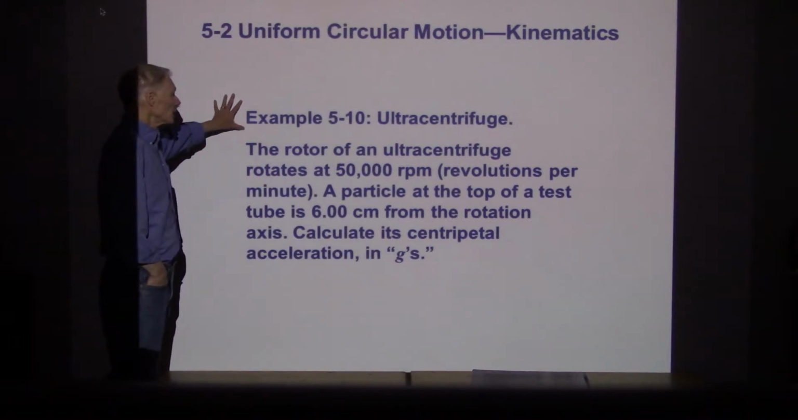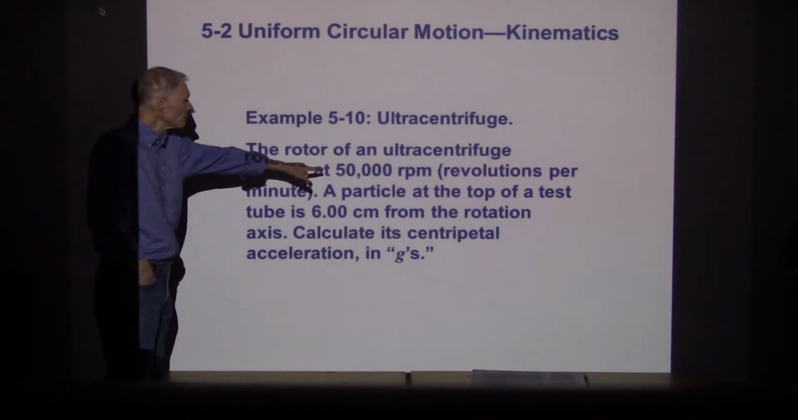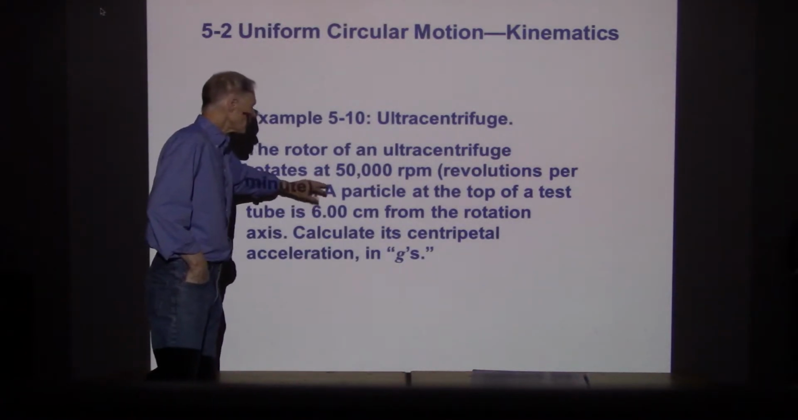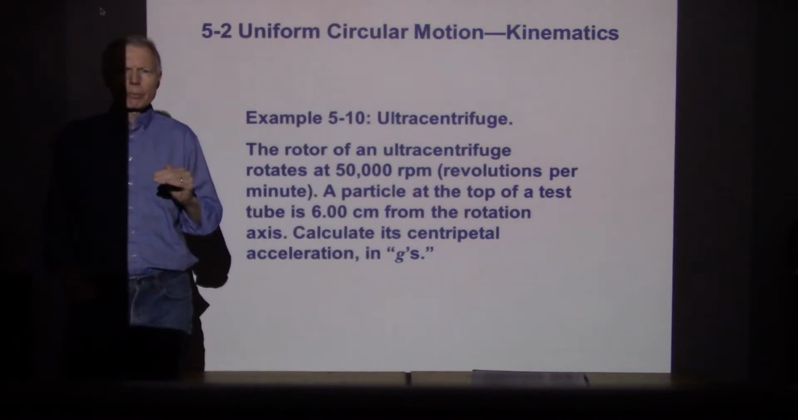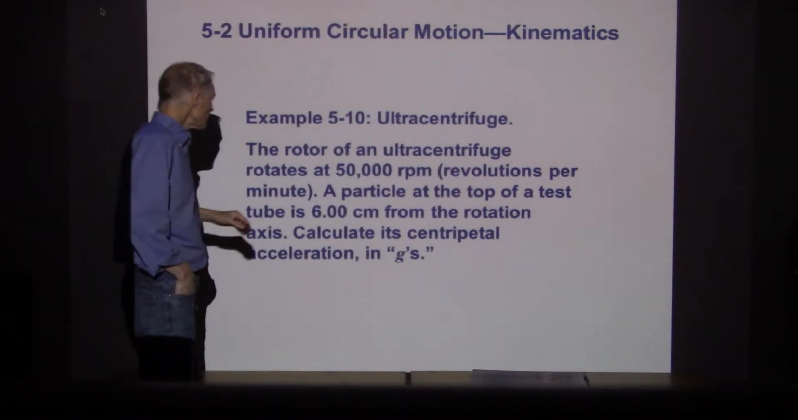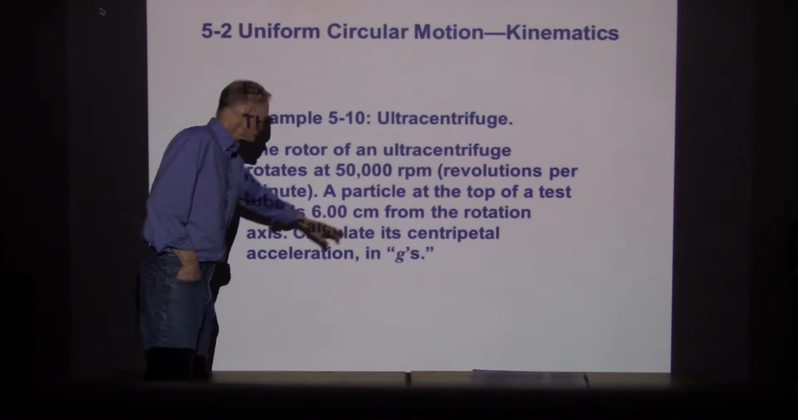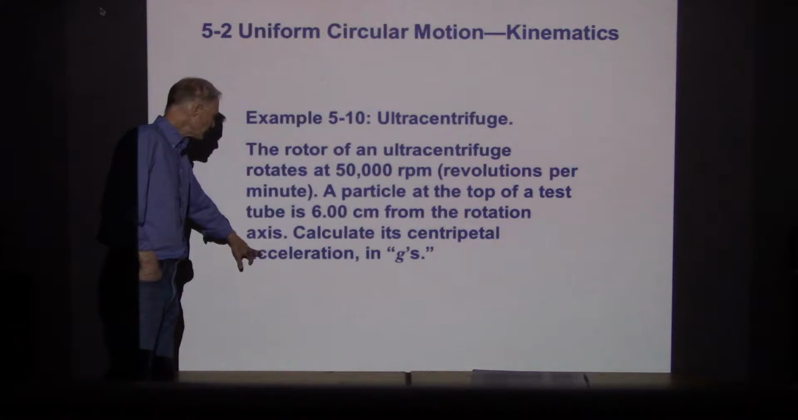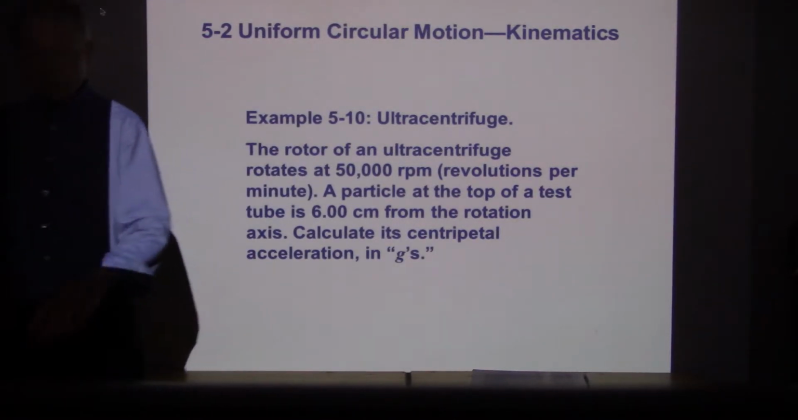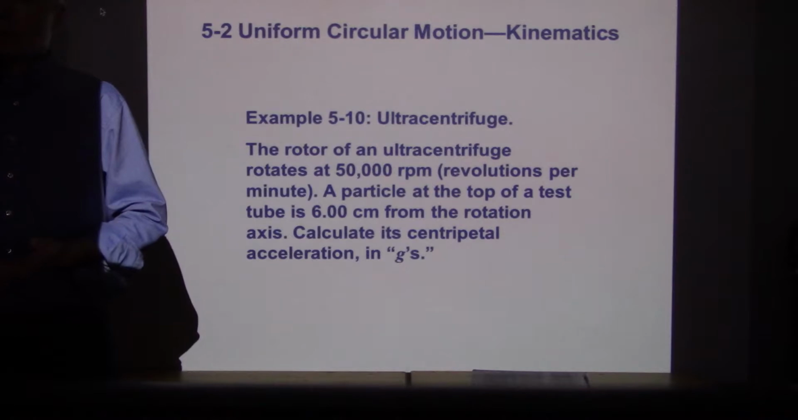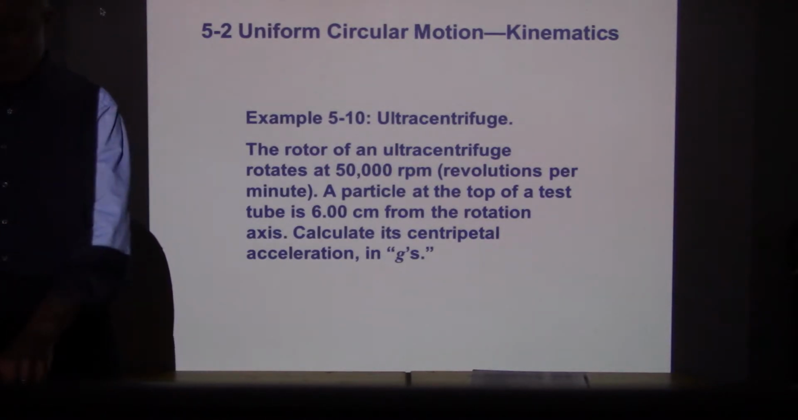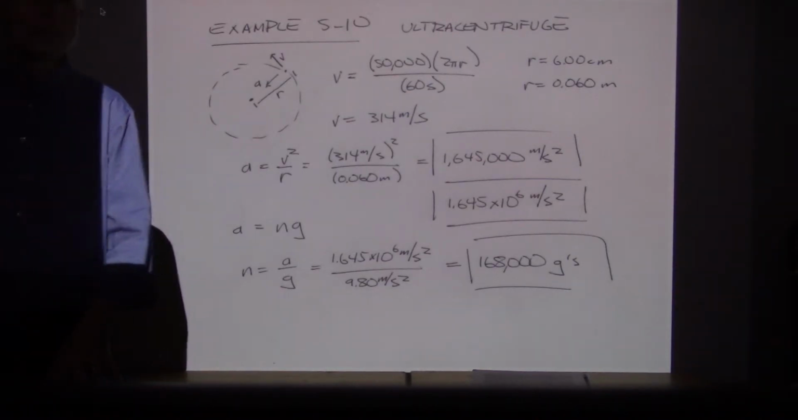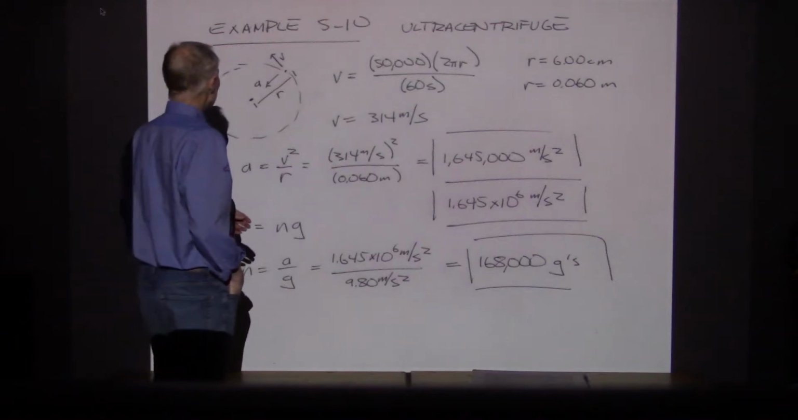So here is the ultracentrifuge. It rotates at 50,000 RPM, 50,000 revolutions per minute. A particle, or a part of the sample that you've put in the tube, is at 6 centimeters from the rotational axis. So calculate the acceleration taking place inside here. Now, acceleration creates the same effects as if it were being done by a gravitational field. And so we can measure these in terms of g's. How many g's of acceleration is that?